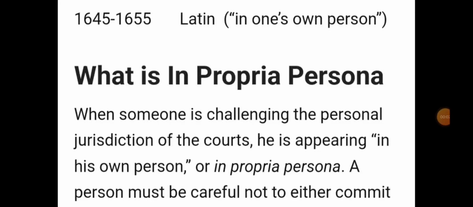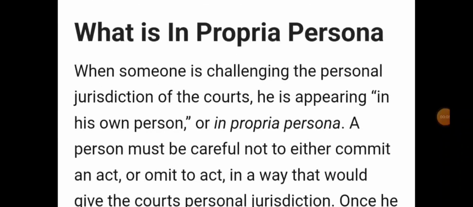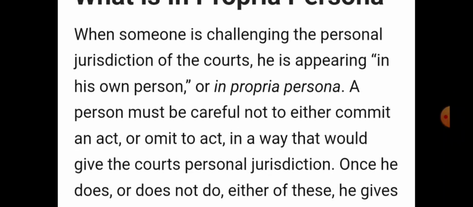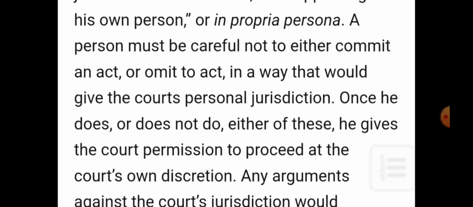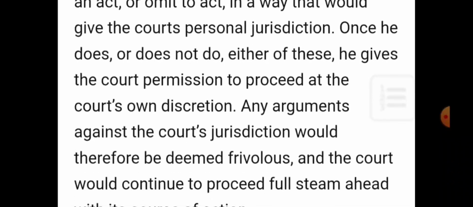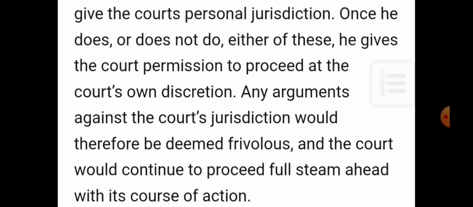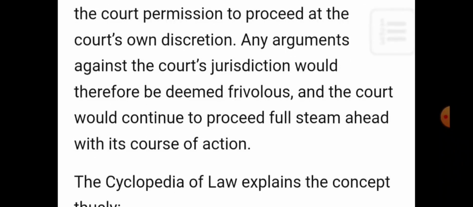What is in propria persona? When someone is challenging the personal jurisdiction of the courts, he's appearing in his own person, or in propria persona. A person must be careful not to either commit an act or admit to an act in a way that would give the courts personal jurisdiction. If he does either of these, he gives the court permission to proceed at the court's own discretion. Any arguments against the court's jurisdiction would therefore be deemed frivolous, and the court would continue to proceed full steam ahead with its course of action.